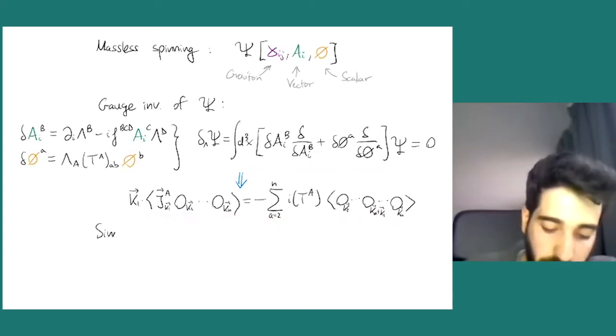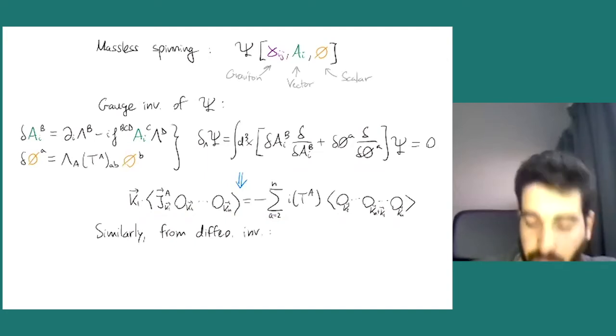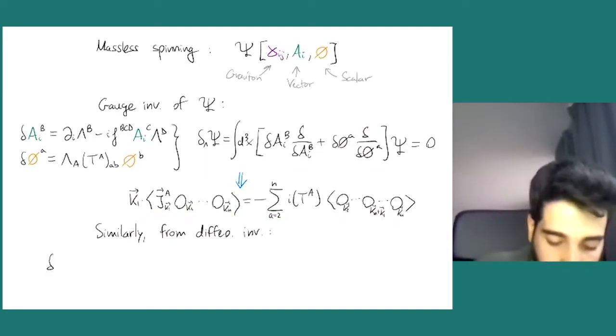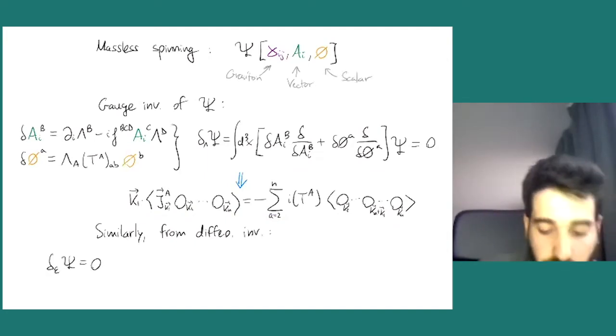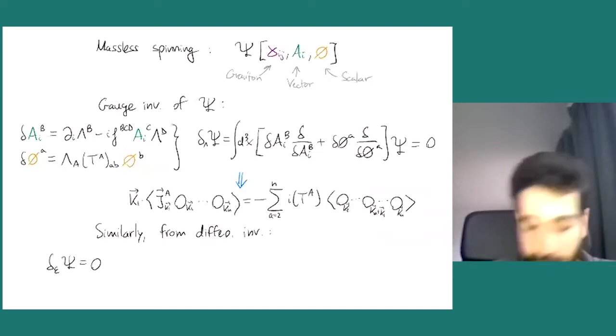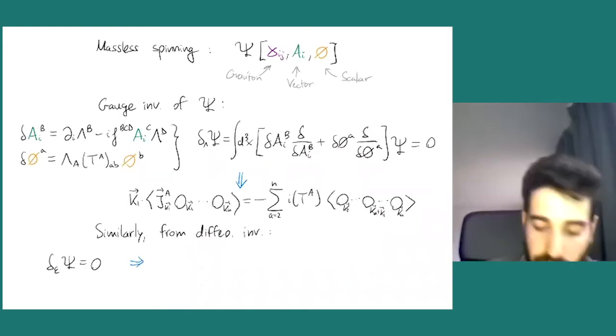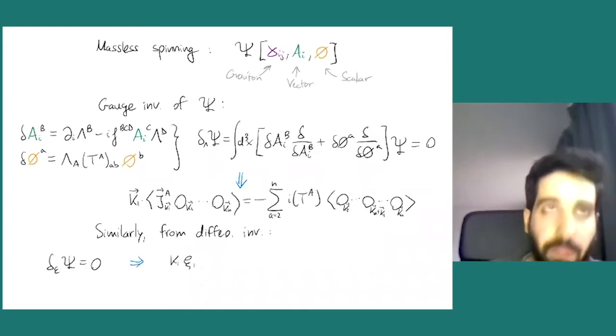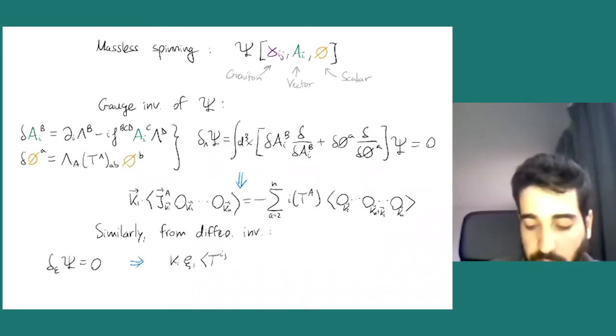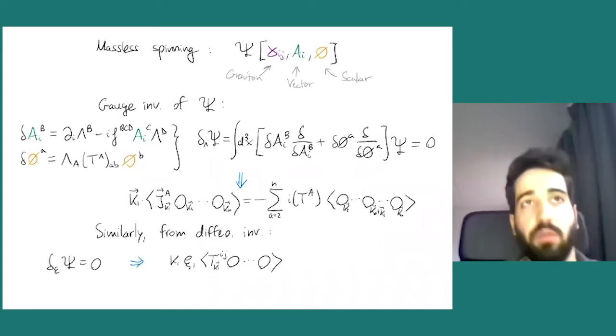Similarly, from diffeomorphism invariance, you can get a similar thing. If you impose that the wave function of the universe is invariant under diffeomorphisms, you're going to get similar Ward identities, this time for correlators involving the tensor, the spin-2 tensor. Okay, the dual field to the graviton.